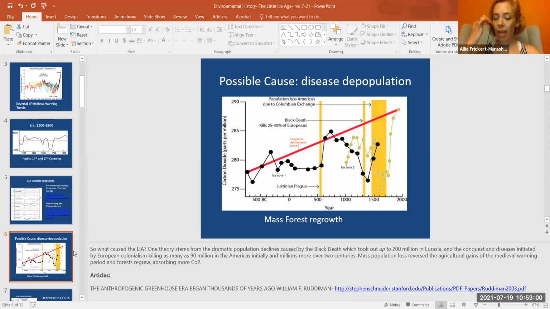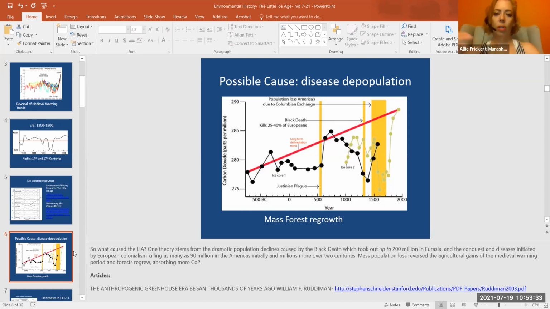So we have the Justinian plague, which happened in the 500s to 600s, and that correlates with ice core decline in CO2. And then we see CO2 levels rise after that during that medieval warming period that I talked about. And that's kind of the sweet spot where things were warm enough for favorable agriculture conditions, and then populations exploded during that time period. And then we have the Black Death.